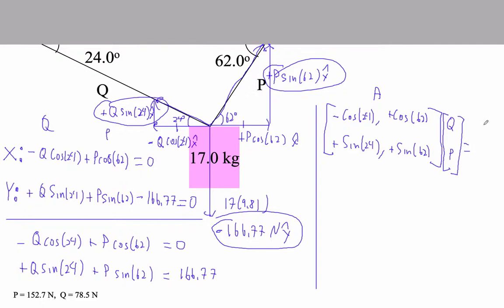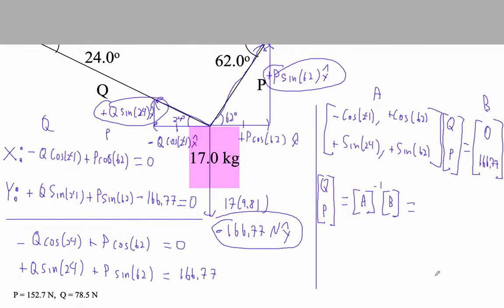Okay, and then that equals 0 and 166.77. And I'll call this the matrix B, right? Okay, and then of course the matrix QP is equal to the matrix A inverted multiplied by the matrix B, is equal to, let's do this.